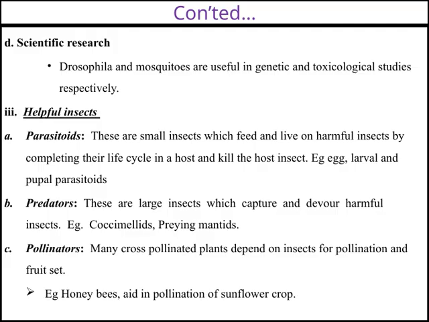Lastly, pollinators are crucial for many flowering plants, especially those that depend on cross-pollination. Honey bees are a prime example. They're vital for pollinating crops like sunflowers, which directly impacts fruit production and agricultural yields. So these insects, scientific research tools, parasitoids, predators, and pollinators, all highlight the diverse and essential roles insects play, not just in maintaining ecological balance, but also in supporting agriculture and scientific advancement.